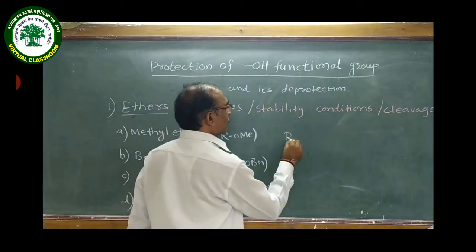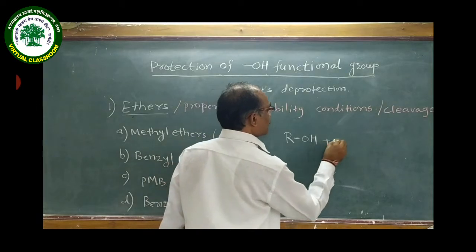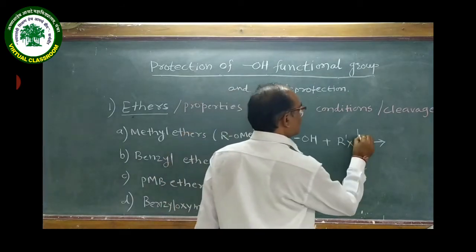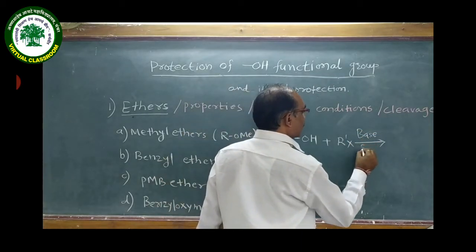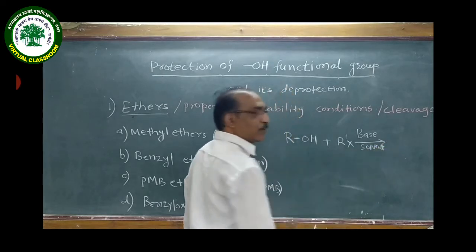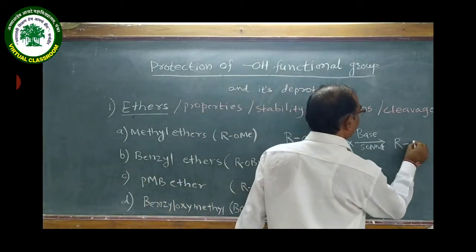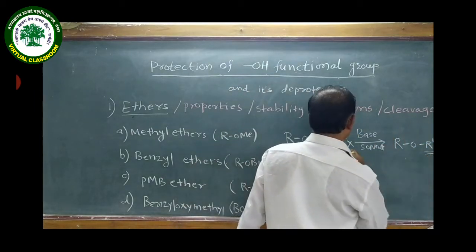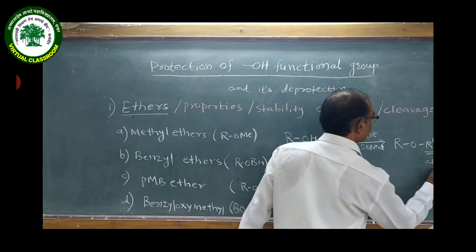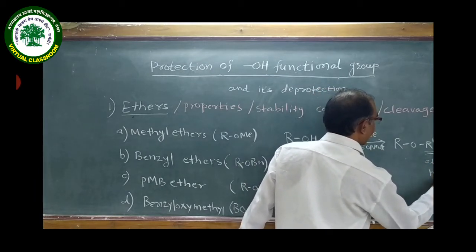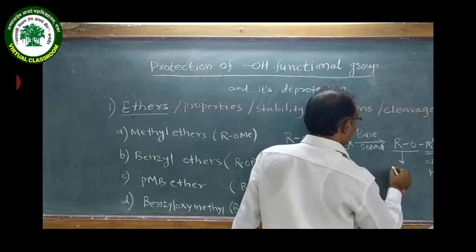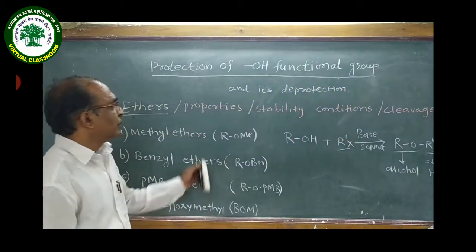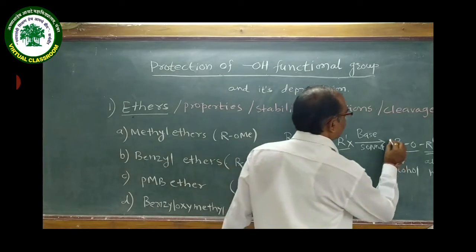can be written like this: ROH plus R dash halide, meaning alkyl halide, with a base and solvent. What does it give? This is ROR dash. This R dash comes from the alkyl halide, whereas this RO comes from alcohol. Got it? So, what are the properties of this ether?